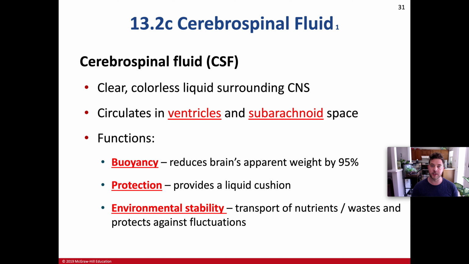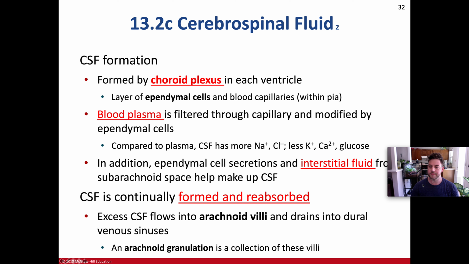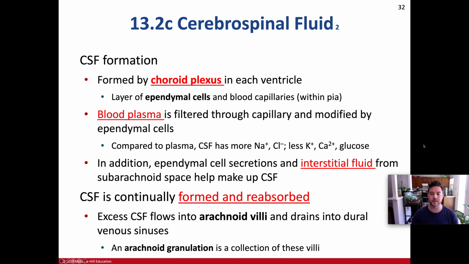It also provides environmental stability. So it transports nutrients and wastes and protects against fluctuations in ion concentration: sodium, potassium, calcium, chloride, glucose. It makes sure that all of those levels stay the same. Make sure any kind of pathogens don't get in. Or rather, CSF doesn't do that, but the blood-brain barrier does. We'll get into it. So the CSF is formed by the choroid plexus in each ventricle.